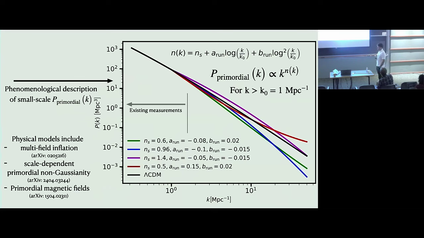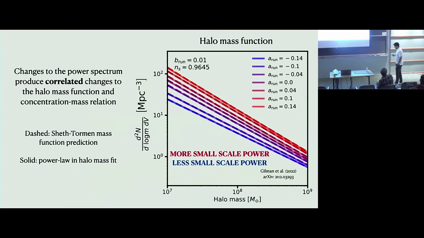If you're interested in what the physical motivation for this is, there are some non-standard inflationary scenarios or other phenomena that can manifest like this in the primordial power spectrum. And the key point here is that lensing allows you to measure not just the abundance of halos and their concentrations. And this simultaneous inference is actually what allows you to do this kind of measurement.